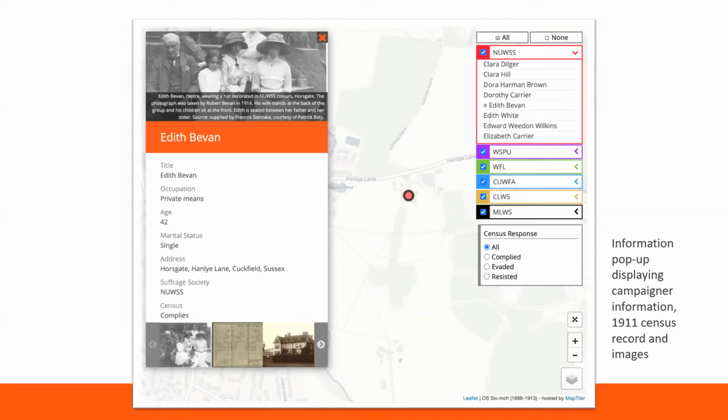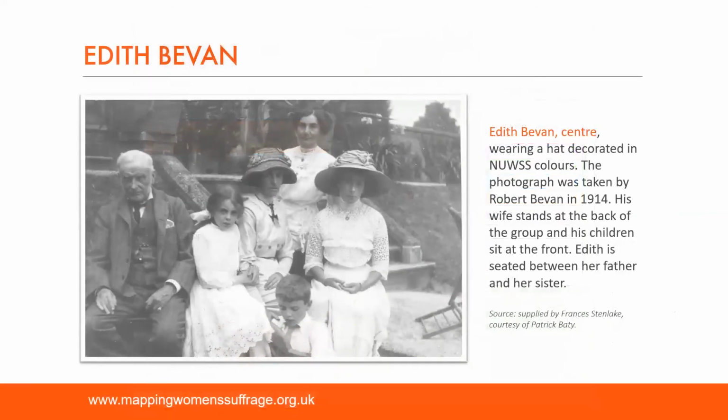Now, Edith Bevan, who I've used to illustrate the data box example on the slide here, represents a great example of what we want to achieve with the project map, and for several reasons. So first of all, I'll just say a little bit about Edith herself, who's seated in the centre of this photograph. In 1911, she was 42 years old, single, and a member of Mrs. Fawcett's National Union. And her hat in this photograph, which obviously we sadly can't appreciate because it's black and white, is decorated with the National Union colours of red, green, and white.